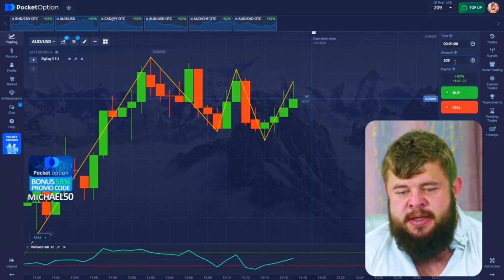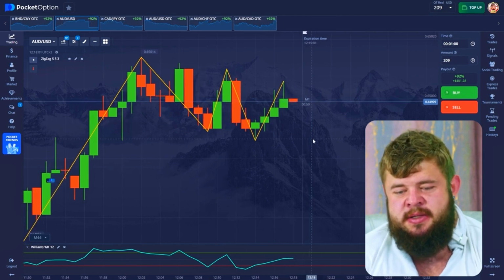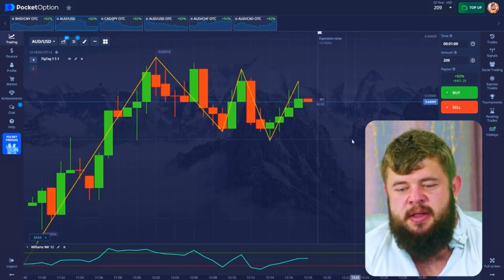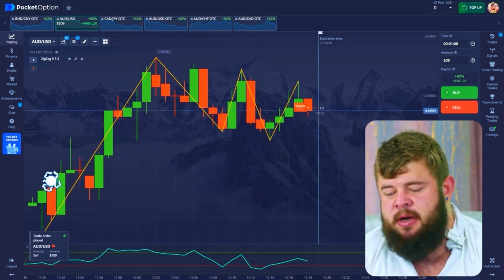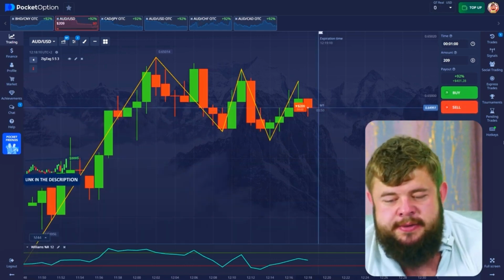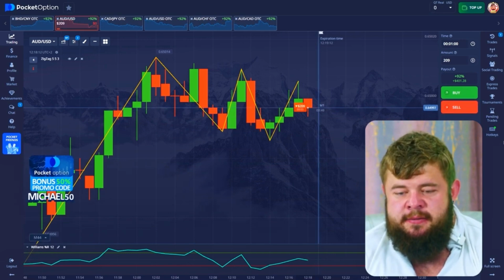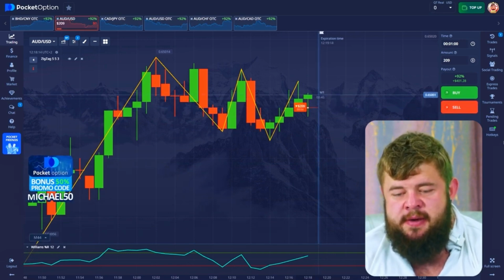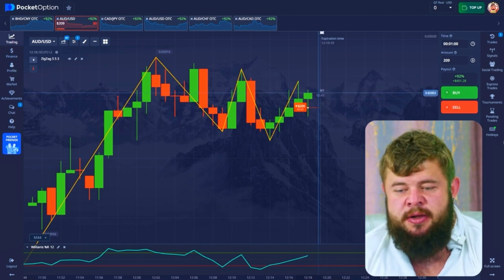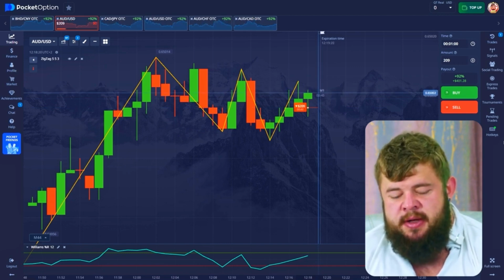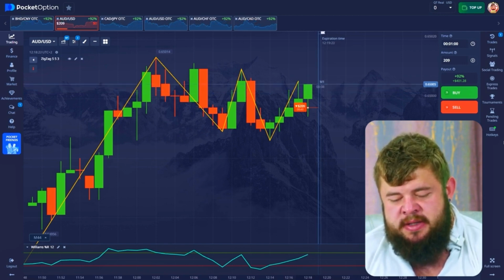Here we are moving in a very light downgoing channel, like very light. And now we have hit the downgoing trend line from which we are ready to receive the pullback reaction. That's why I have opened a sell position here, investing our $200. Very simple trade.